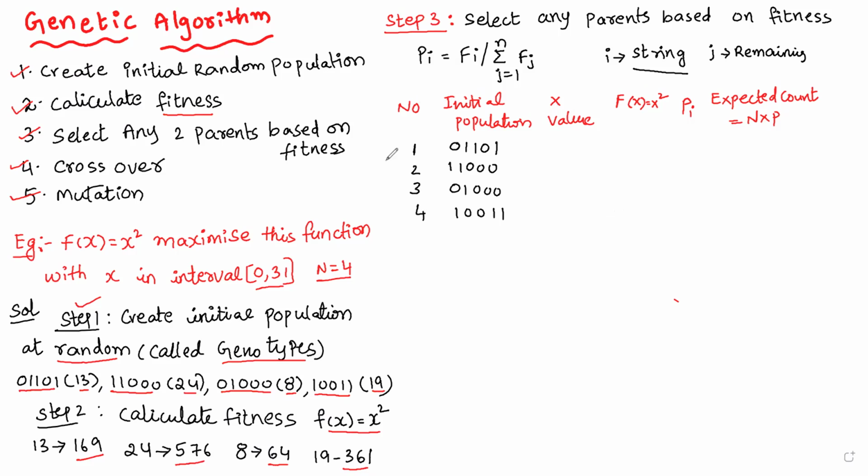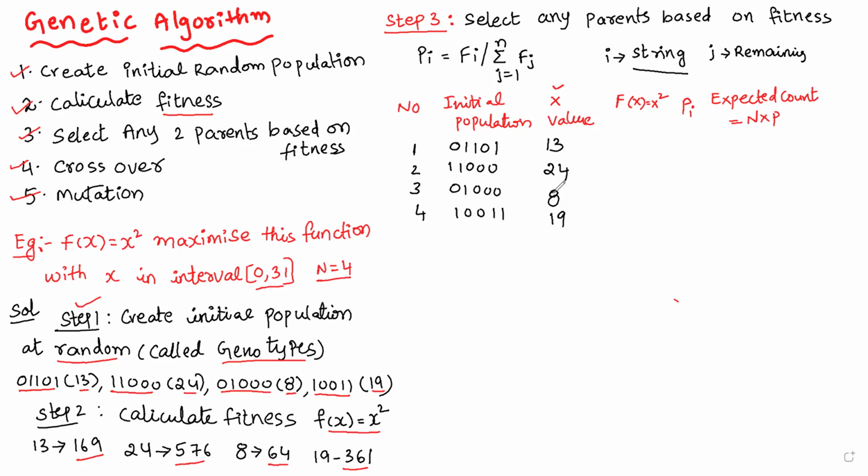For number, it is nothing but the number of values: 1, 2, 3, 4. The initial population is when we convert these numbers into binary. Now what is this x value? The x value is 13, 24, 8, 19. This is the value without binary, so it is a decimal value. The value is 13, then we write 24, then 8, then 19.